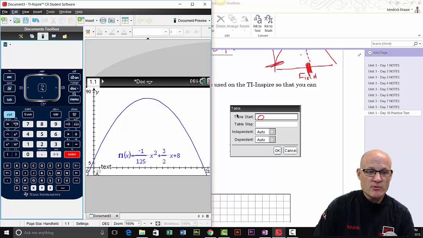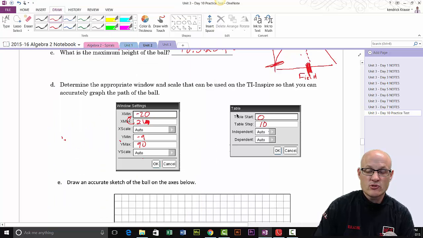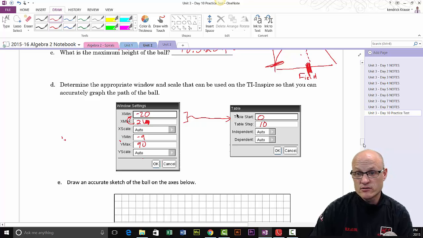But notice it also gave me the scale along the x-axis. See how it says 10? So when I come over here, I'm saying, oh, I'm just going to use 10. It's a good scale. I like that. It gave it to me. Plus, you want to have about 20 data points. So if you divide 210 by 20, you get 10.